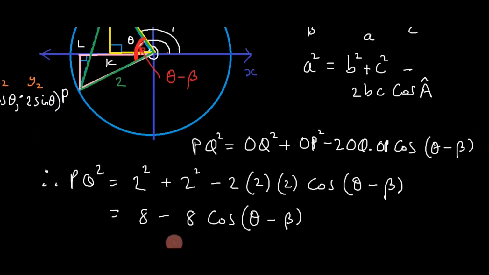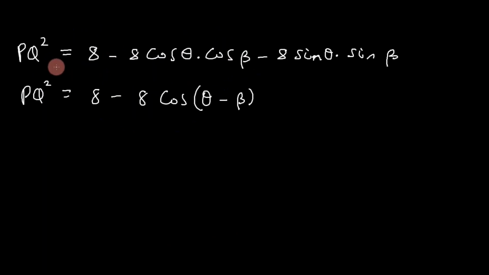So this is the second equation then. As we said, the first equation here comes from using the distance formula. That is the equation for PQ squared. And the second one here came from the cosine rule. We're now going to combine the two equations. So this here must come to this. They're essentially the same thing.